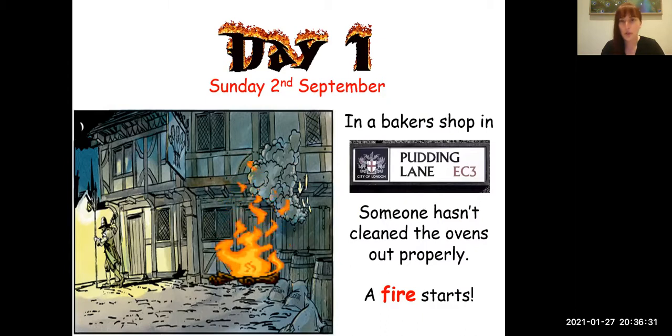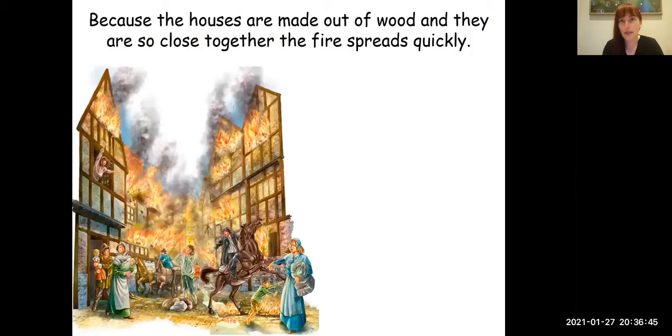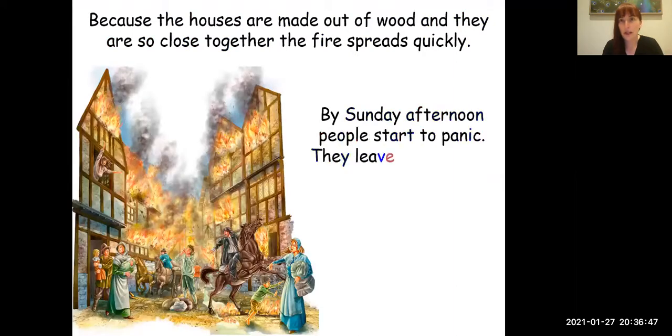So these wooden structures all crammed in close together, really hot and dry with no rain for ages and ages, and suddenly one catches fire. What do you think is going to happen? Because the houses were made of wood and they were so close together, the fire spreads quickly. By Sunday afternoon, people are starting to panic and they're leaving their homes and running. Yeah, look at it spreading through the buildings.